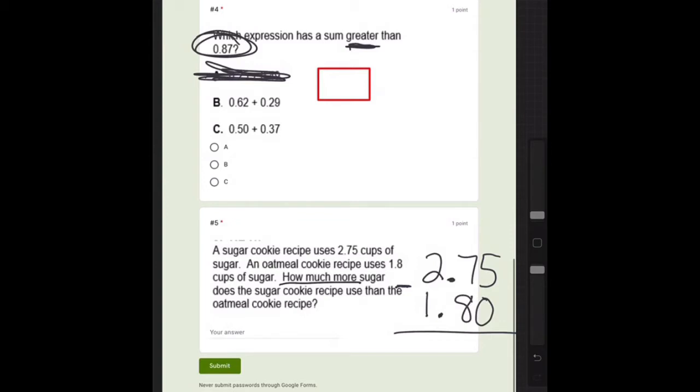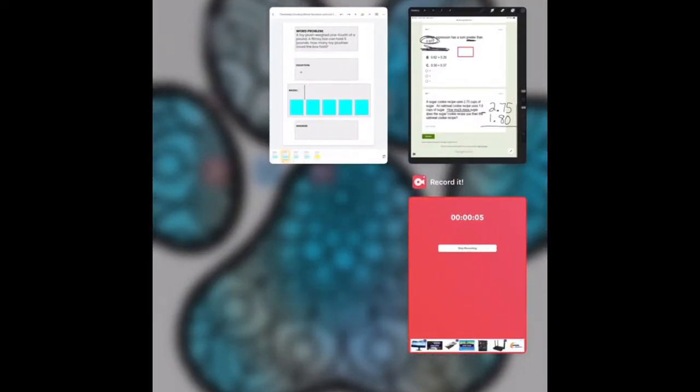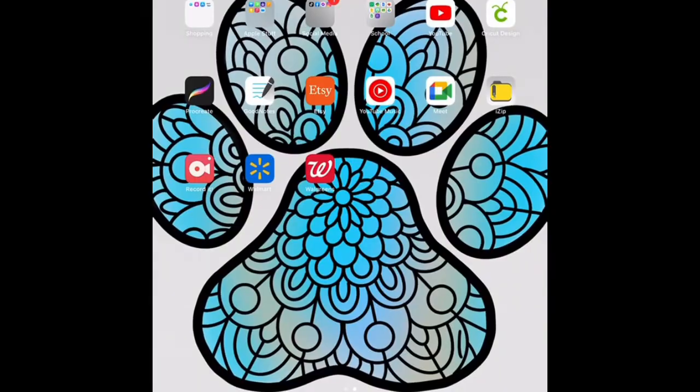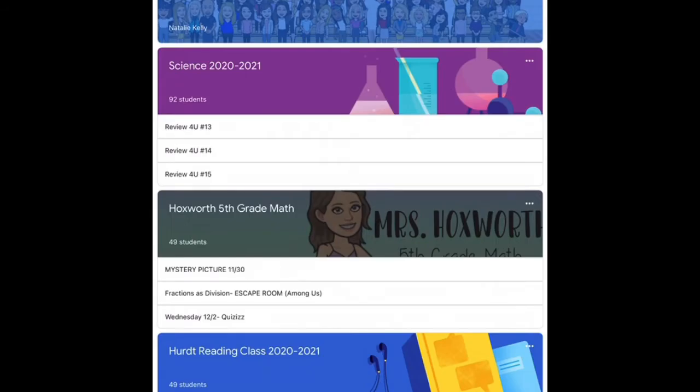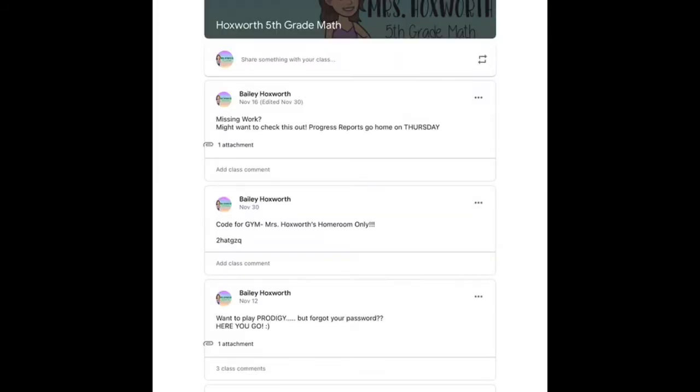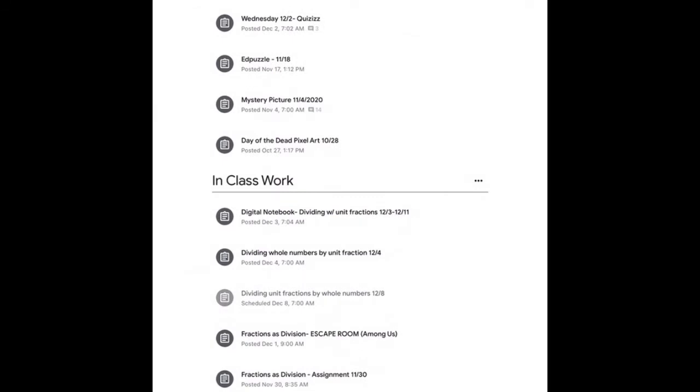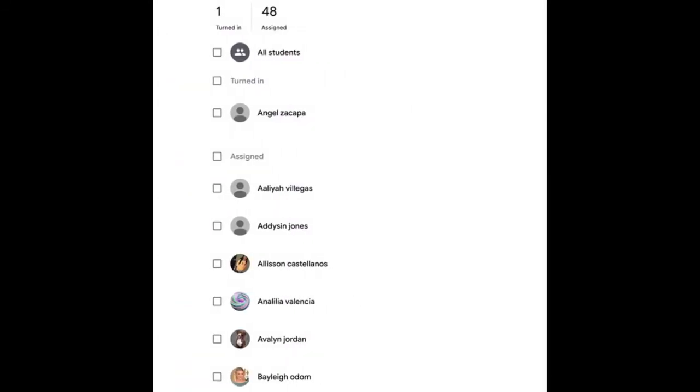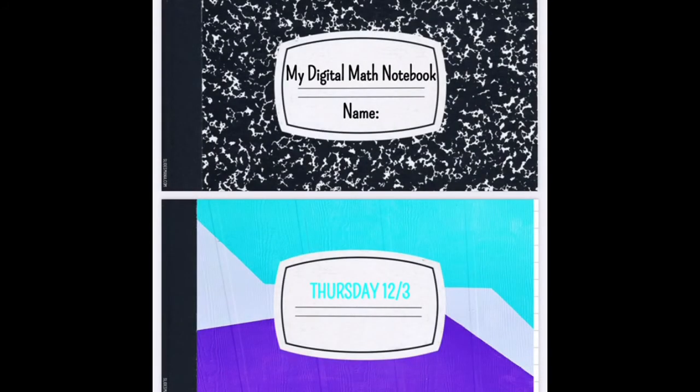Once you have that submitted, you need to head over to Google Classroom. And under Google Classroom, in the Classwork tab, I need you to find that digital notebook that we've been working on. Digital notebook. It should be the very first one you see. And when you open it up, it looks like the composition notebooks.